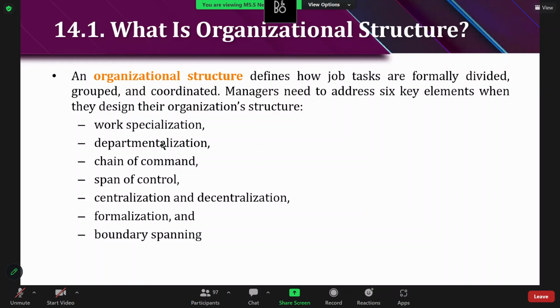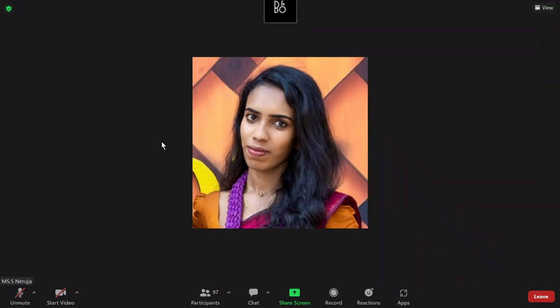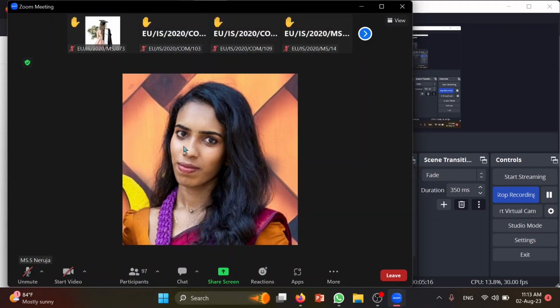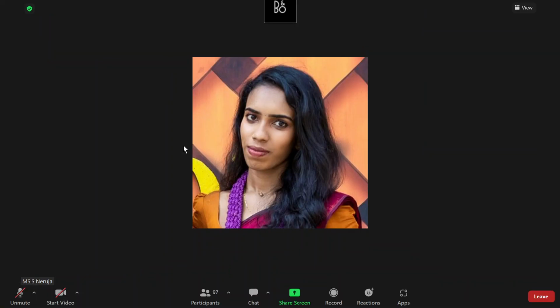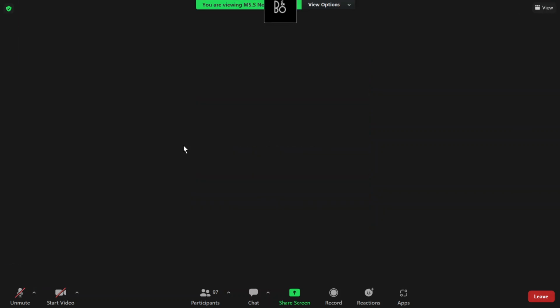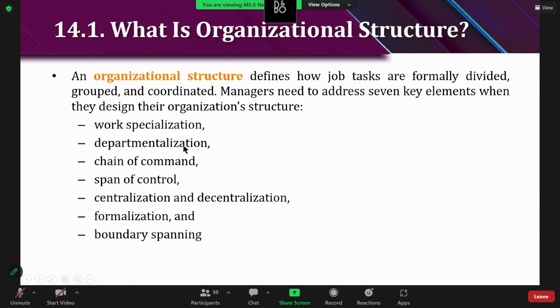So the managers need to address 7 key elements in an organizational structure. They have to address all those 7 key elements when designing their organizational structure. Whenever they divide the task or structure their organization, they have to keep in mind these 7 elements. So the first element would be work specialization, something which is already familiar to you. And the second one is departmentalization.